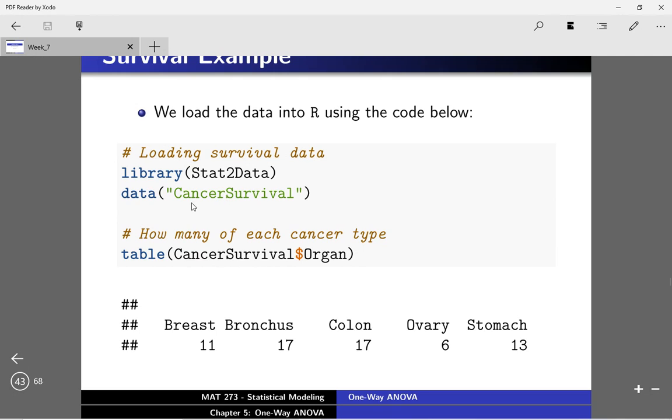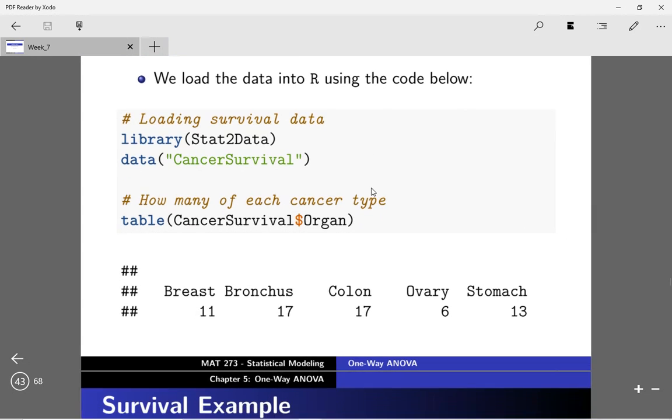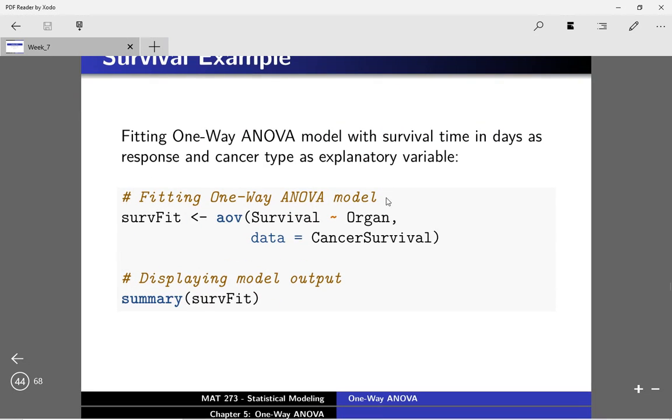So I load the data set. It's one of the data sets that are pre-packaged into the Stat2 data package. And then just taking a look, we see how many observations there are for each cancer type. So not a ton here. It's a pretty small data set relative to other ones we've looked at. So we'll keep that in mind moving forward.